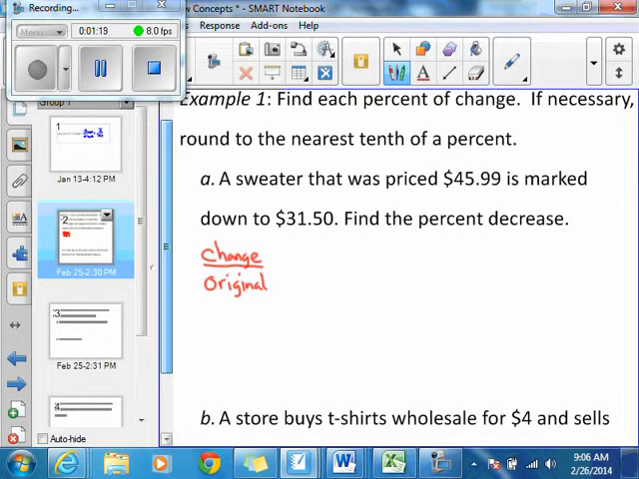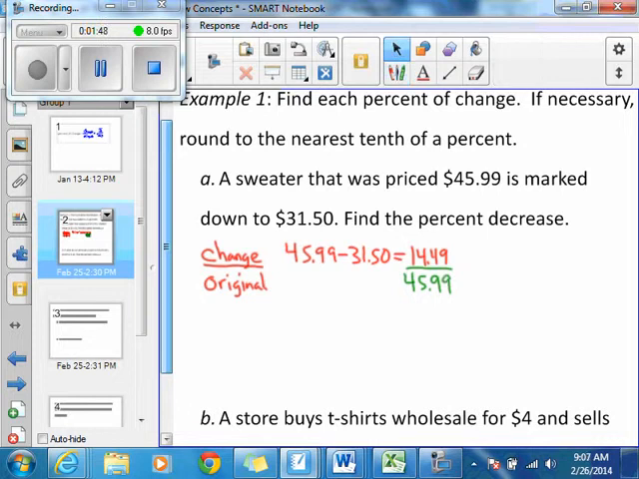Change is how much the price changes by. So to figure out how much the price of the sweater changes, we're going to subtract $45.99 minus $31.50, and that will tell us how much the price changed by. It changed by $14.49. On the bottom, original means the original price. So where did the price start off at? The price started off at $45.99, so we're going to put that on the bottom.